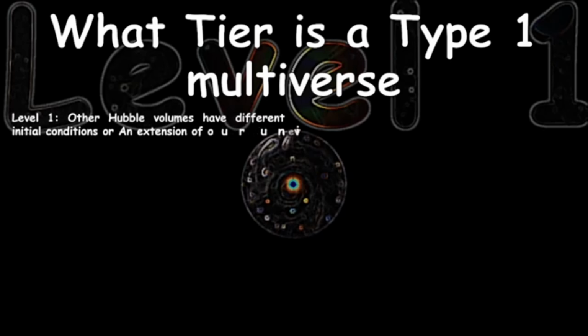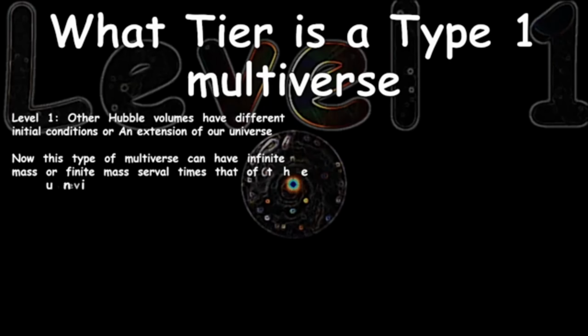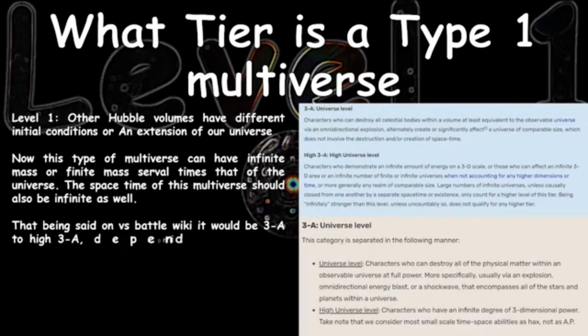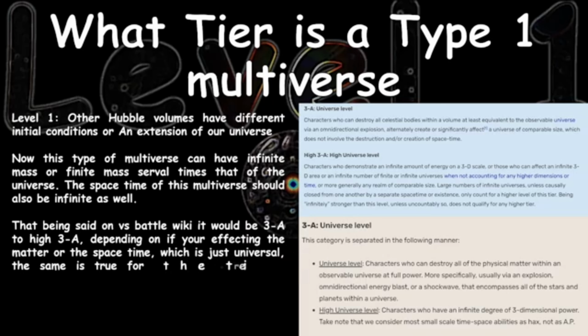Once again, here is the name of a Level 1 multiverse. Now this type of multiverse has infinite mass or finite mass several times greater than the observable universe. The space-time of this multiverse should also be infinite. That being said, on Versus Battle Wiki, it would be 3A to high 3A, depending on whether you're talking about the finite mass or the infinite space-time. And the same will be said for the tiering of character stats and profile.